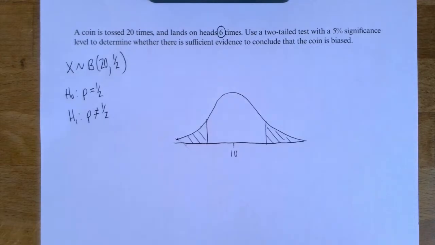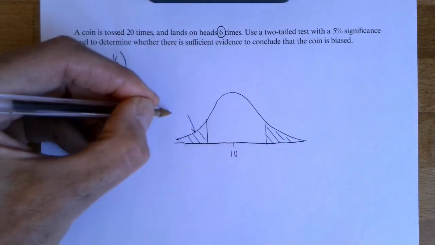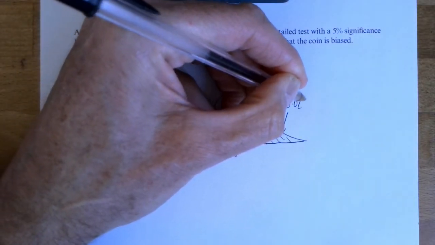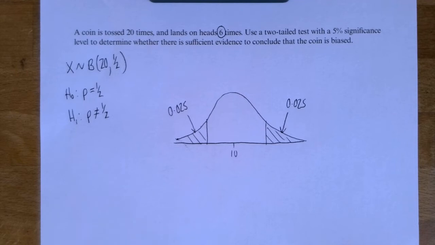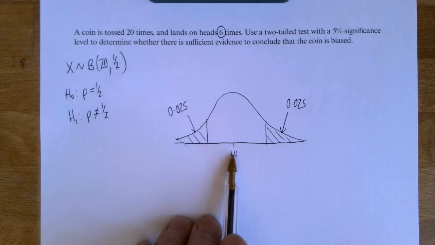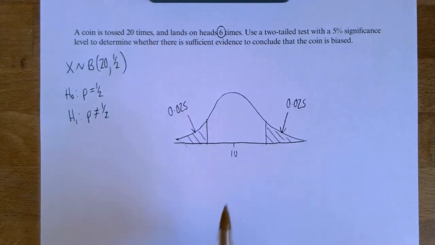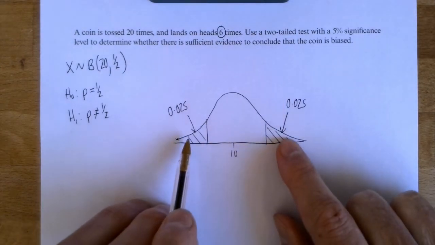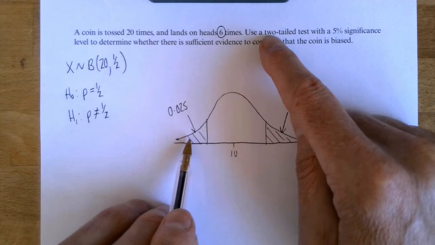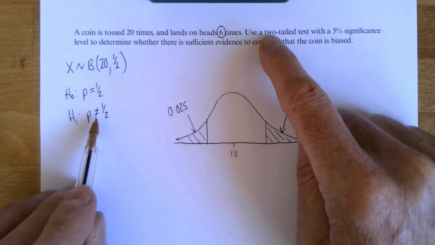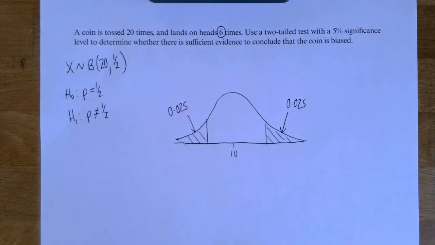Now it's a 5% significance level, so that means again we're looking for 0.025 there and 0.025 there. But this time we're given a value. We're given the value 6. Now I know 6 is lower than the expected value, so I know I'm looking down here, but I still have to split my significance in 2 because I'm told to use a 2-tailed test. I'm not checking if the probability is less than. I just don't know whether the probability is a half, so I've been told to use a 2-tailed test. It's a subtle difference, but it's an important one.